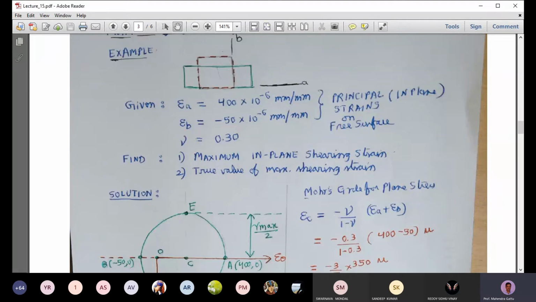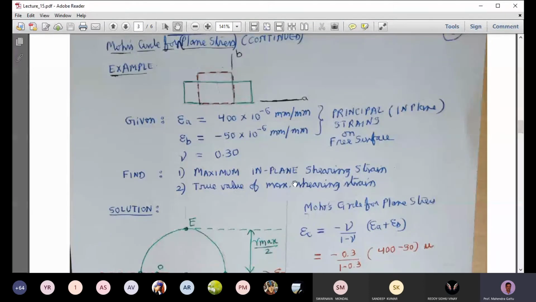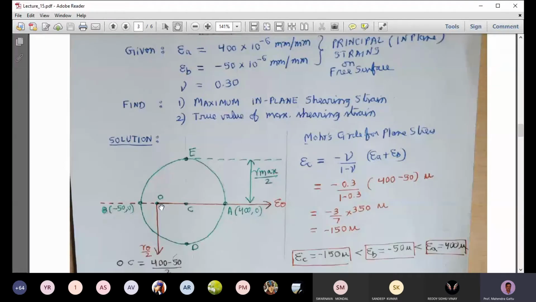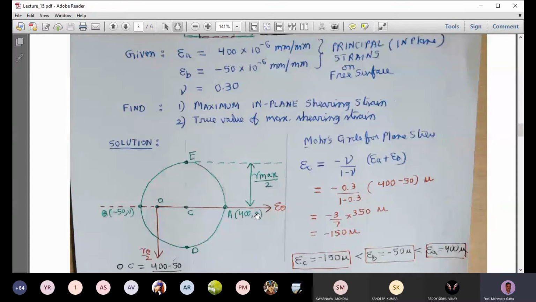So the first thing we'll do is draw the axes, epsilon theta and gamma theta by 2. Then we identify the coordinate for the maximum principal strain. That coordinate is A, and it will be 400 microns, so 400 comma 0.